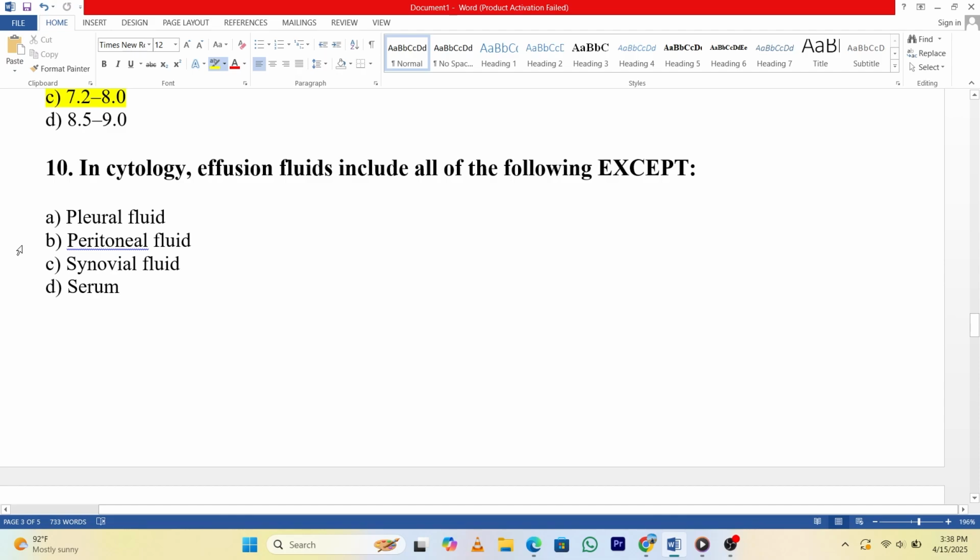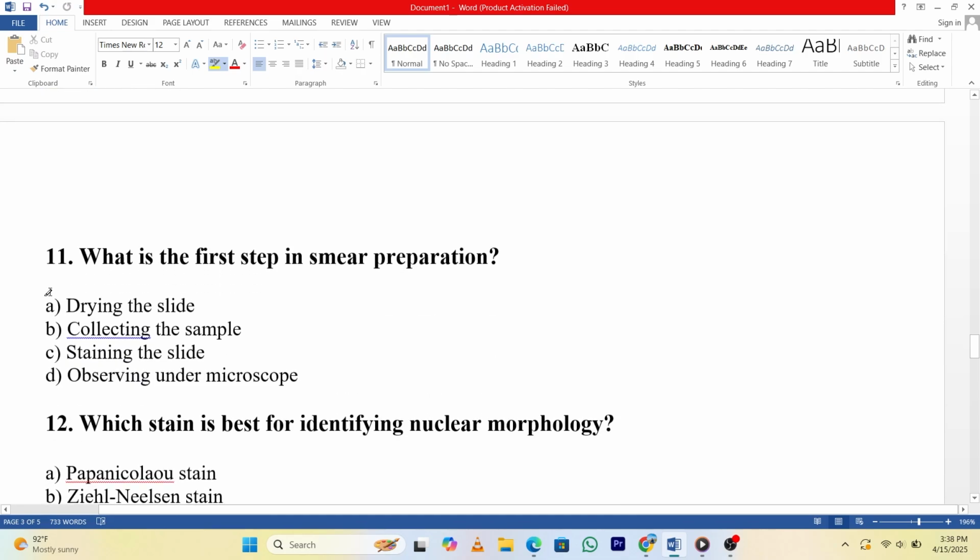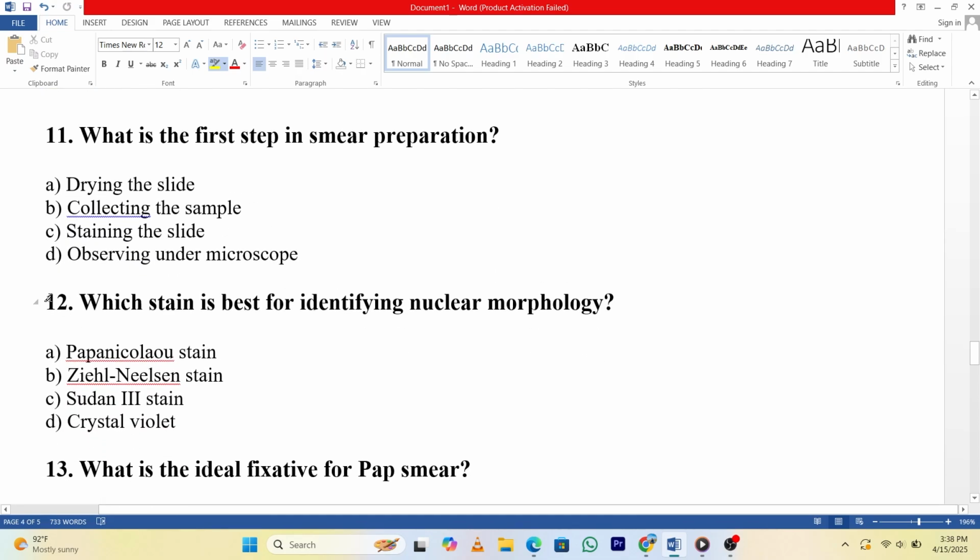Pleural fluid. B. Peritoneal fluid. C. Synovial fluid. D. Serum. Answer, D. 11. What is the first step in smear preparation? A. Drying the slide. B. Collecting the sample. C. Staining the slide. D. Observing under microscope. Answer, B.